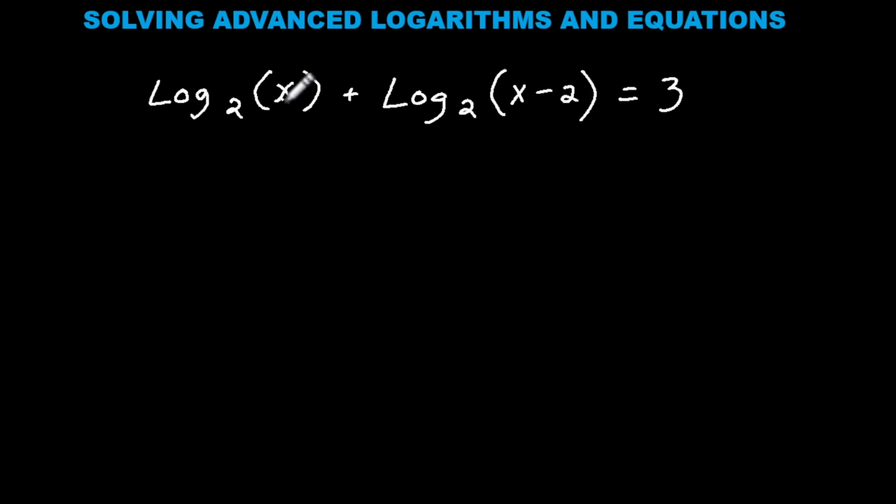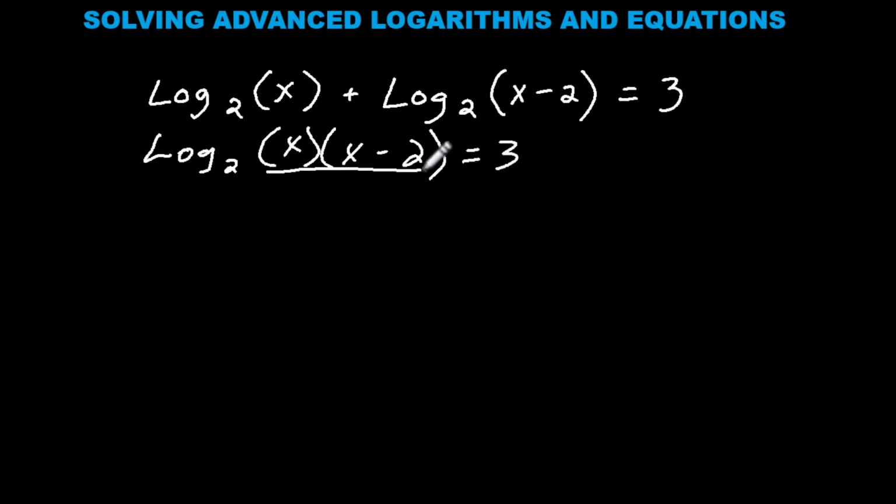We have log to base 2 of x plus log to base 2 of x minus 2 equals 3. On this side, I can combine these because the rules for logarithms say that if this is a plus, then that's the same as log to base 2 of x times x minus 2, which equals 3. And now I'll do this expansion on the next line.